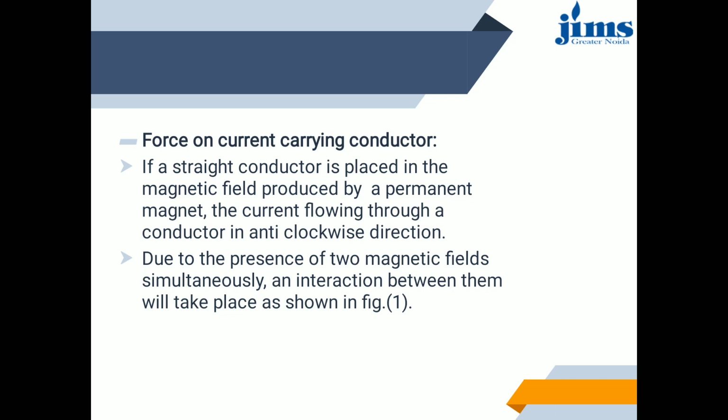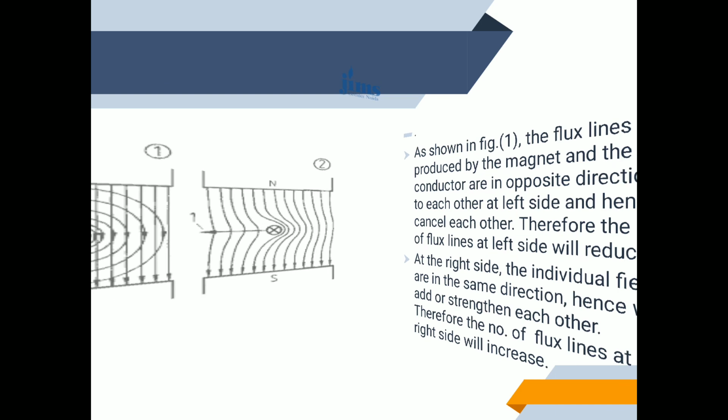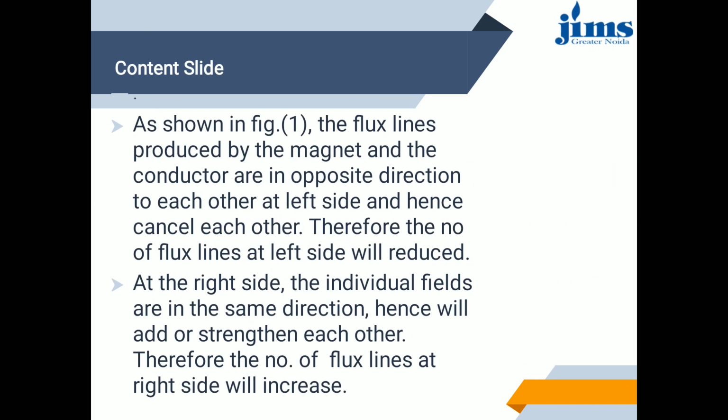Force on current carrying conductor. If a straight conductor is placed in the magnetic field produced by permanent magnet, the current flowing through a conductor in anti-clockwise direction, due to the presence of two magnetic fields simultaneously, an interaction between them will take place as shown in figure 1 like this. This is north and south and north.